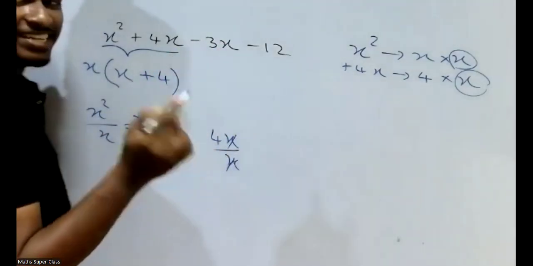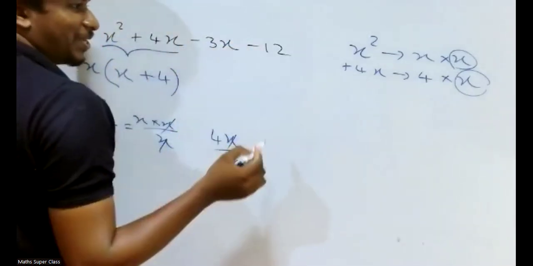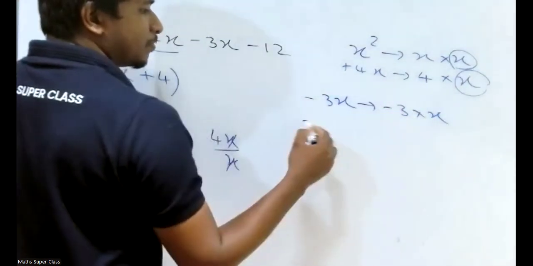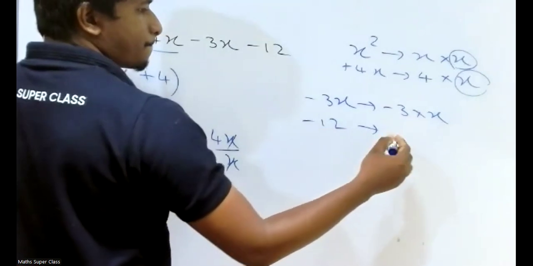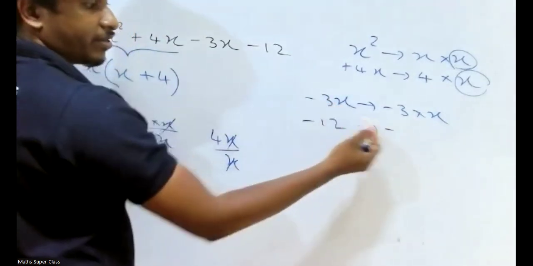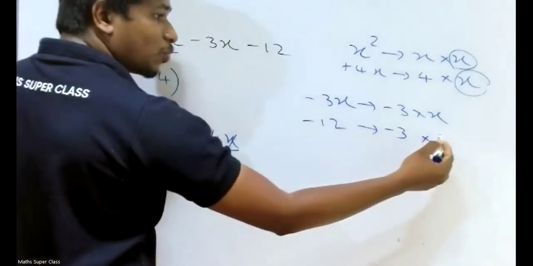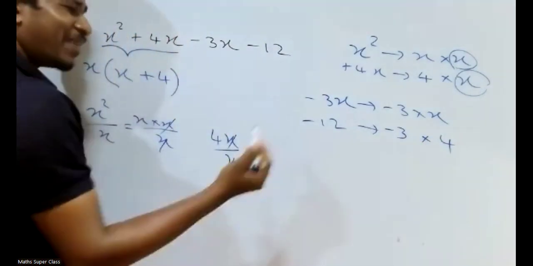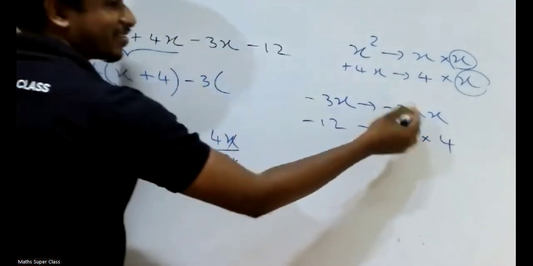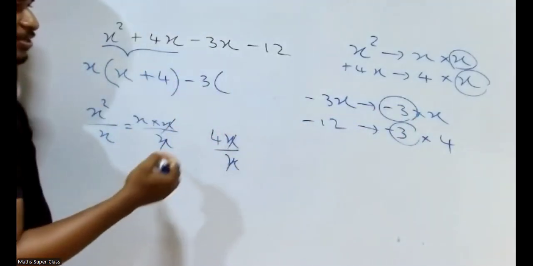After practicing more questions, you will notice there is a trick. I'm not going to tell you. Minus 3x means minus 3 into x. Minus 12 means minus 3 into 4. You can take minus 3 as the common factor. Here you see, without getting these values, you can get just the sign. It's a trick.